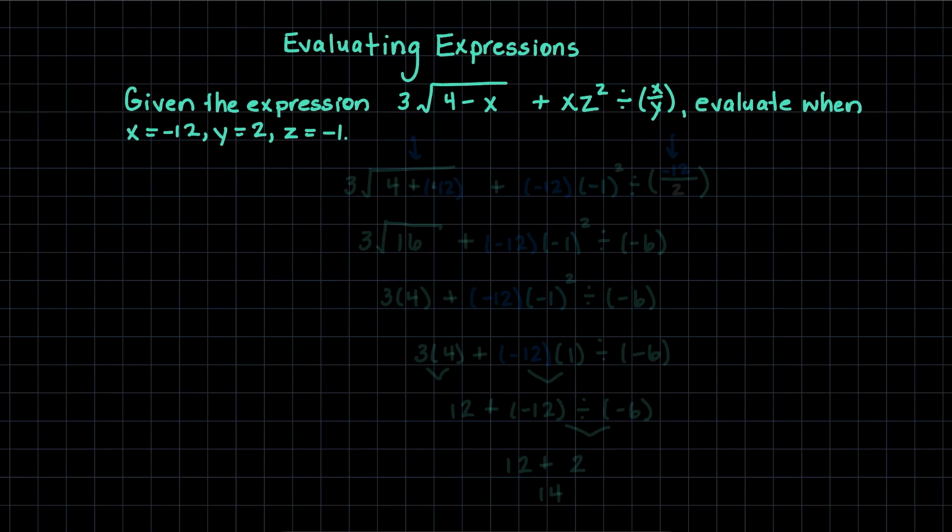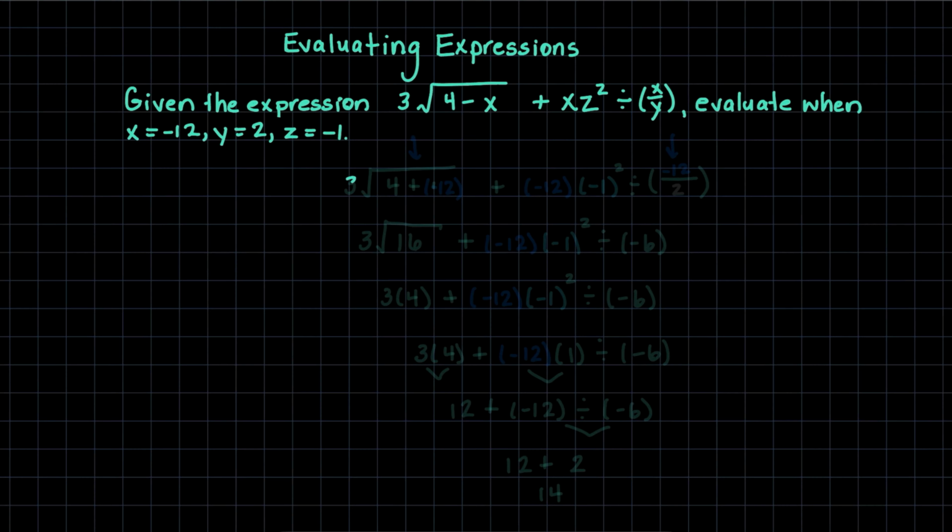We reached our last example. Given the expression 3 times the square root of 4 minus x, plus x times z squared divided by the quantity x over y. Evaluate when x equals -12, y equals 2, and z is equal to -1.